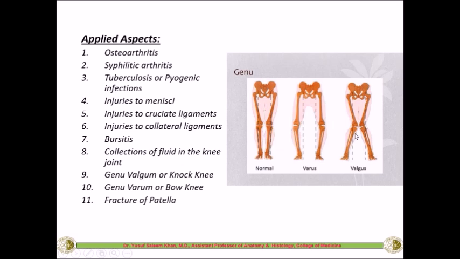Just opposite is genu valgum, where the two knees are directed towards each other, and they will be knocking each other. So this is called the knock knee. They knock in the front as well as against each other. These are called bow knee because they look like a bow and arrow. So genu varum is also called the bow knee, and genu valgum is also called the knock knee.